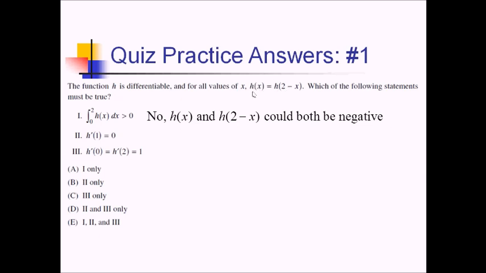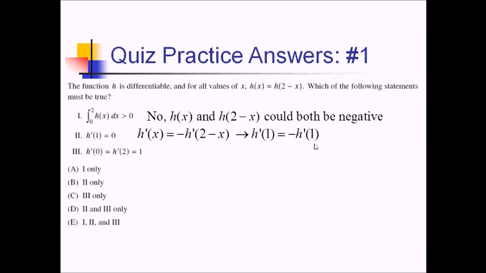Well, on the left side, I get h prime of x. On the right side, I get h prime of 2 minus x times a tail of negative 1. There's a definite negative linear function inside there. So then h prime of x and negative h prime of 2 minus x are equivalent. So based off of that, what happens if we plug in 1 for x? We get h prime of 1 equals negative h prime of 1, because 2 minus 1 is 1.